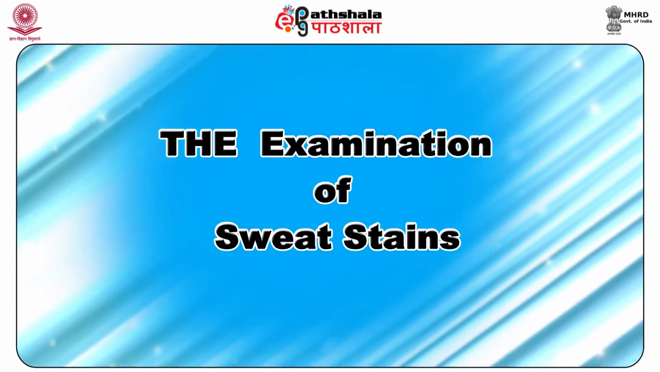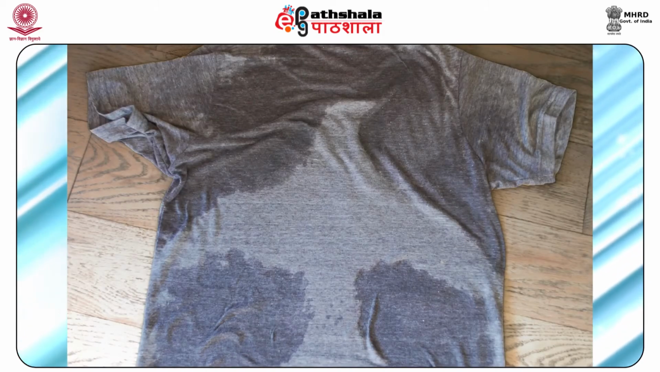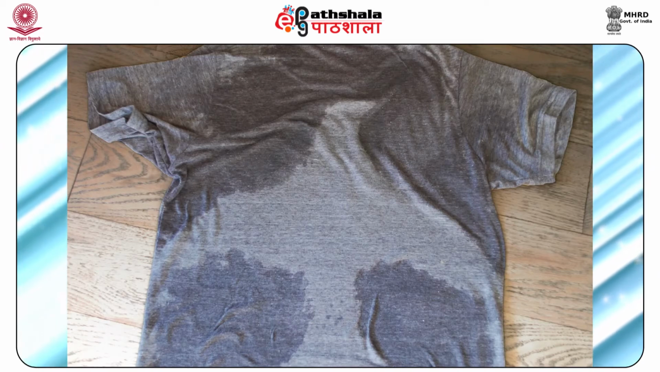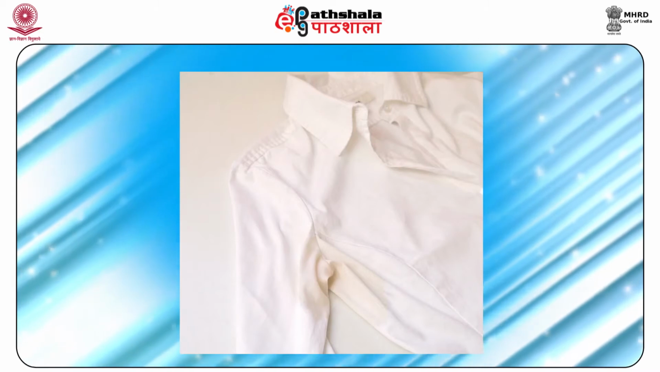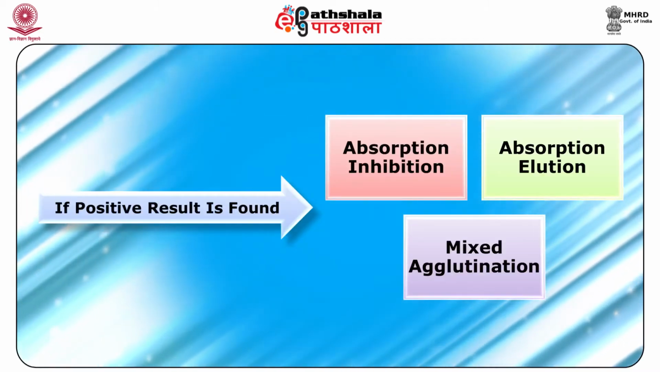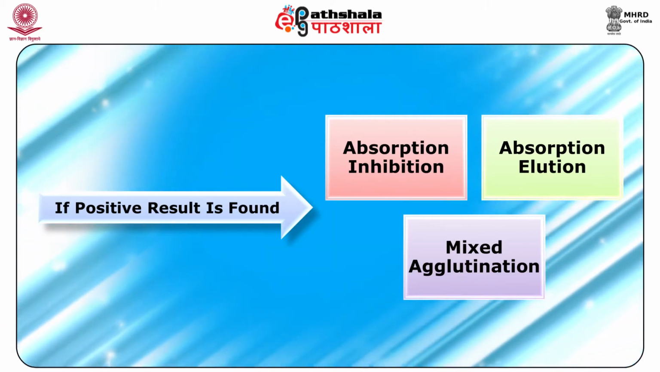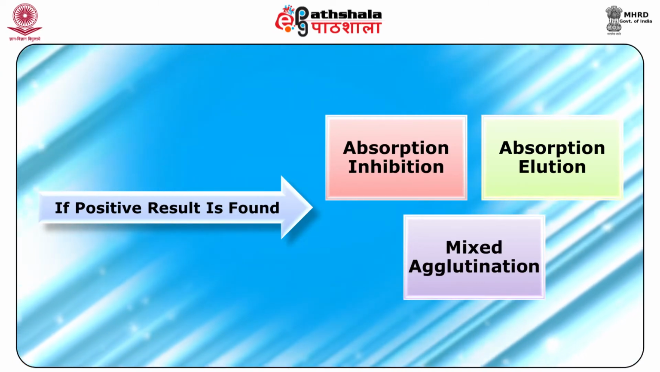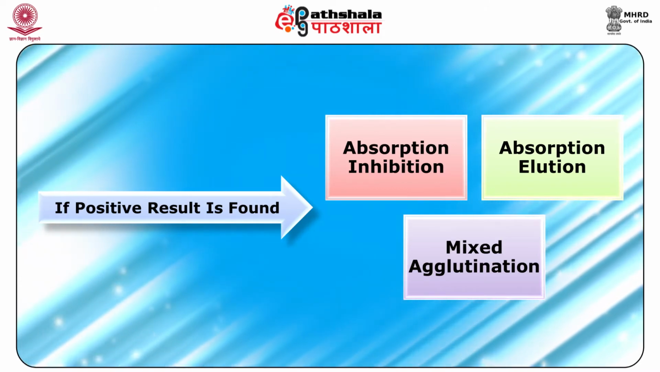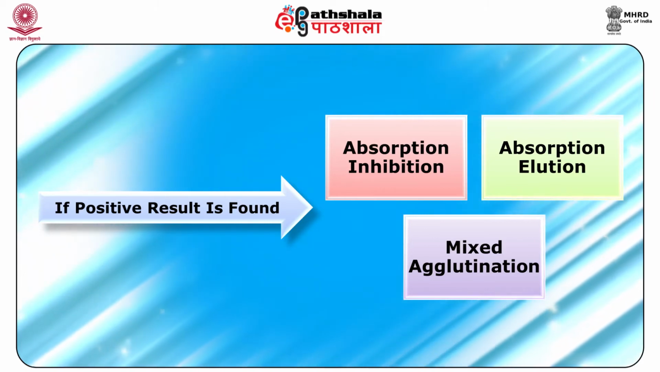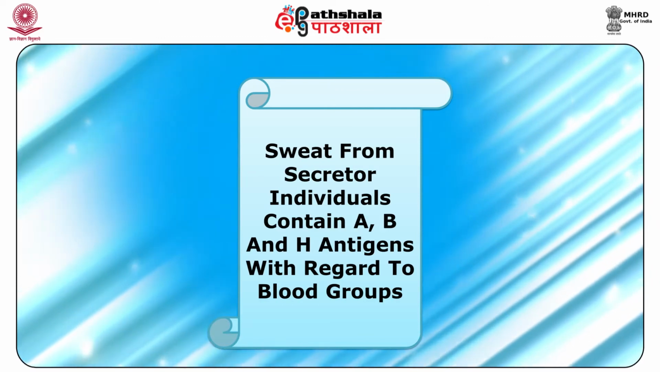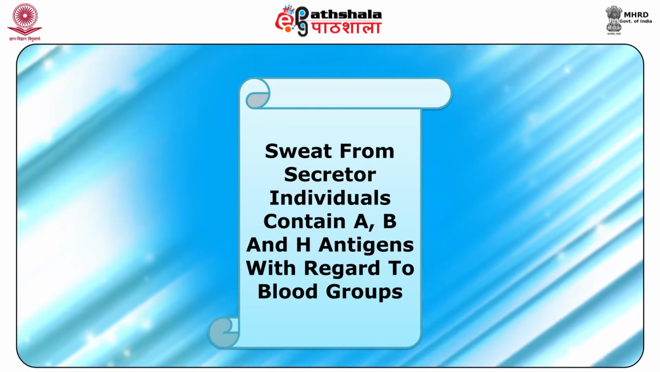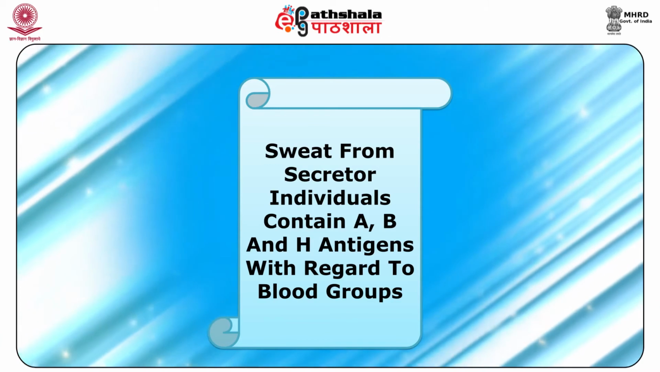Now we will proceed to the examination of sweat stains. Examination of sweat is very important from a forensic point of view to analyze the blood group of any individual from their wearing apparel. The sweat-bearing areas are first examined for the existence of urea by the Guy's urea nitrate test. If the result is positive, they are then subjected to the absorption inhibition, absorption elution, or mixed agglutination test for identification of blood grouping antigens in them. Sweat from secretor individuals will contain A, B, and H antigens with regard to their blood groups respectively.